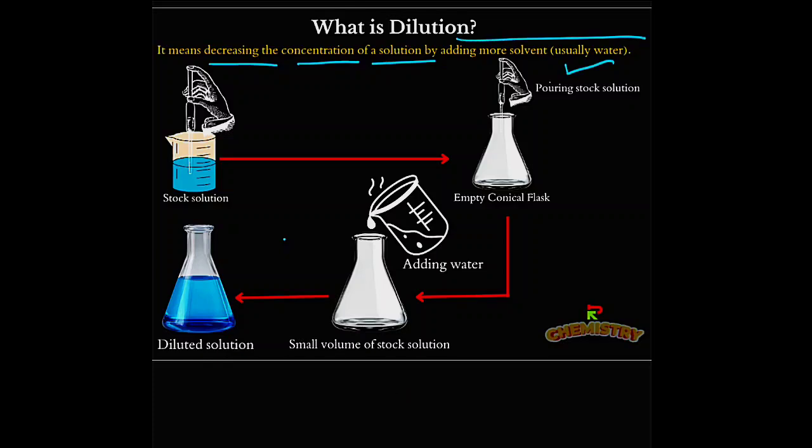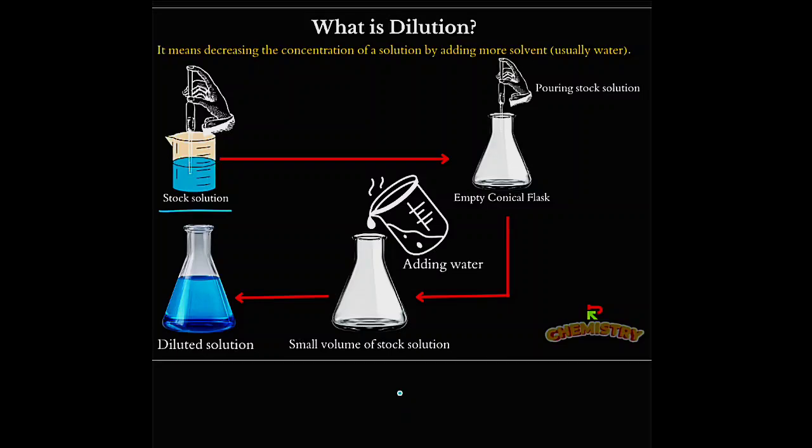We will mostly add water to dilute the solution, whether it is an alcoholic solution or any concentrated acid or base. To dilute them, we will use water as the solvent. So let's focus on this diagram and this table. What does this tell us?